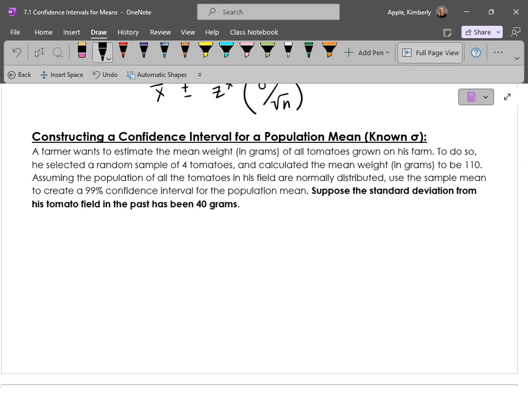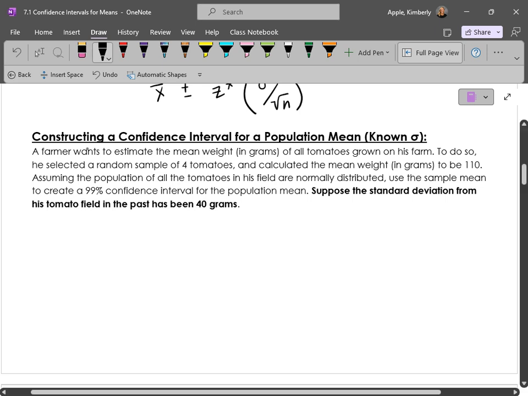This farmer wants to estimate the mean weight in grams of all tomatoes grown on his farm. To do this, he's going to select 4 tomatoes and calculate the mean weight in grams. He calculates that to be 110 grams. We assume that the population of his tomatoes' weights is normally distributed. So we're going to use the sample mean to create a 99% CI for the population mean. Notice in bold, it says, just suppose the standard deviation of that population is 40 grams based off of previous information. This is a 4-step process, just like it always has been.